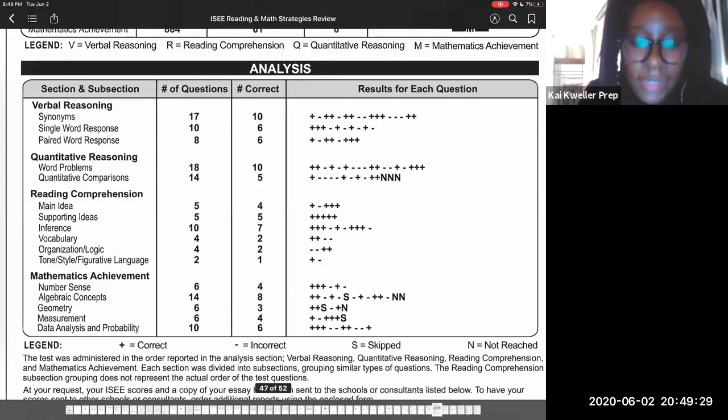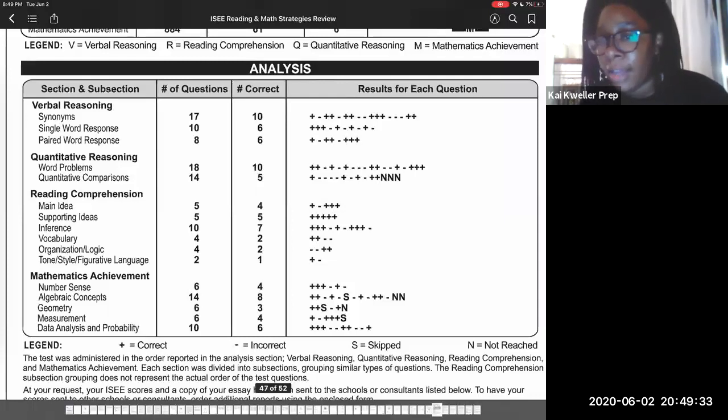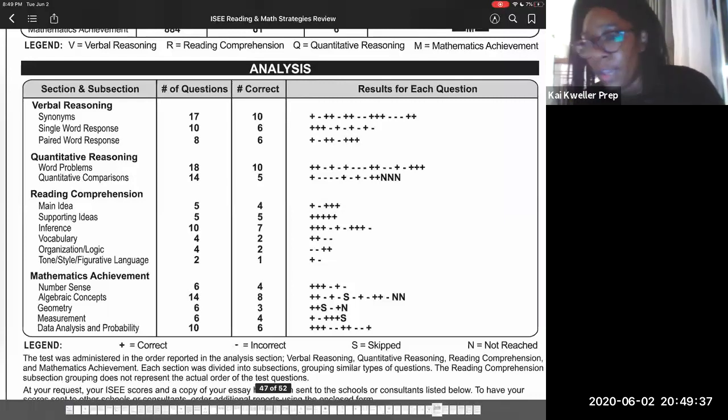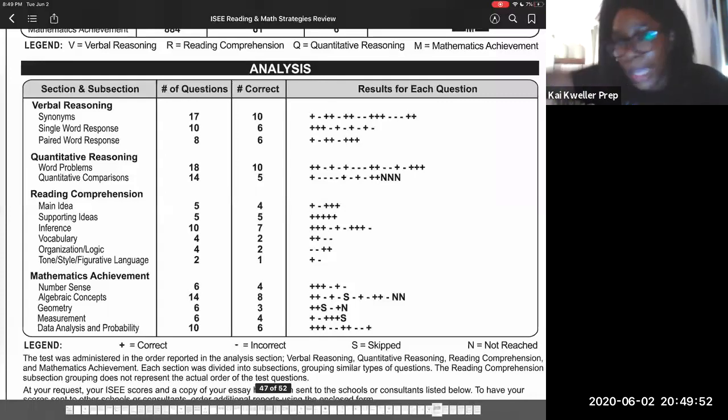How do they know if you skip the question and if you didn't reach them? If you skip a question in the middle of the test, like if the test is questions 1 through 40, and you skip question number 10, that's called skipping. But if you finish at number 39 and the last couple of questions on the test are blank, they'll count those as not reached.